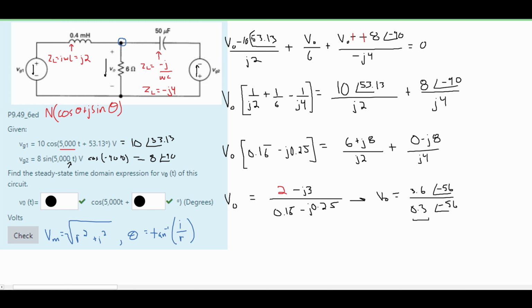We are going to take our numbers and divide them, and then take these angles and subtract the denominator angle from our numerator angle. And this will give us a V0 equal to 12 with an angle of 0. So when we plug this into our answer, we are going to get 12 with an angle of 0 degrees. That is how we would solve this problem.